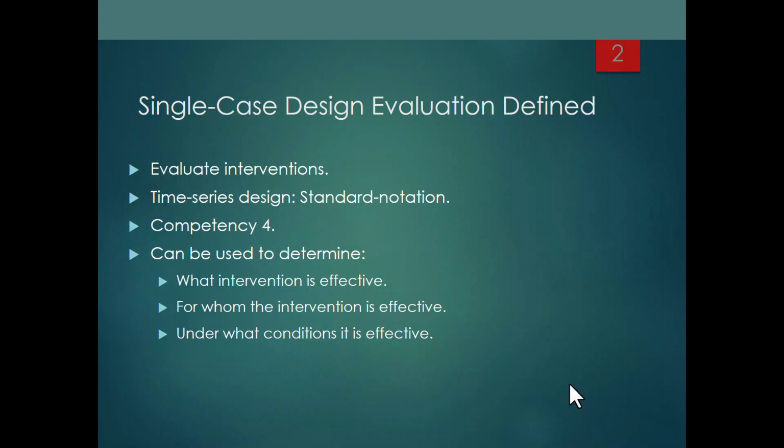So the time series design is where there's repeated measurement or observation of your dependent variable before and after the intervention, which is also considered the independent variable. And so basically, the time series design is a repeated measurement or a repeated observation of your dependent variable before you actually give the intervention, which is your independent variable.